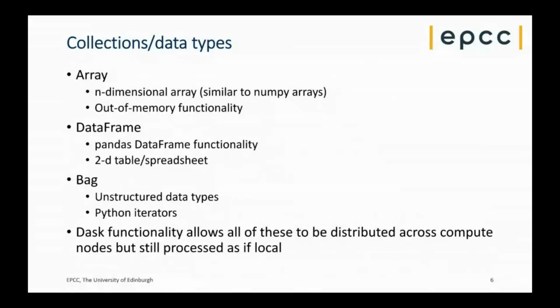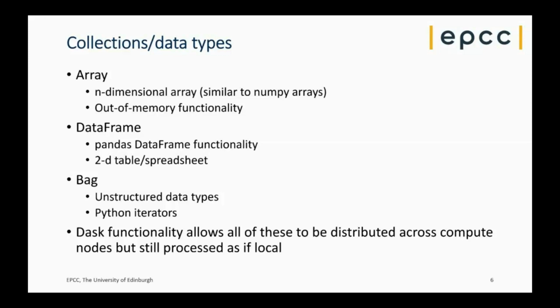So Dask has three main built-in data types. It's got an array, which you can think of as a NumPy interface. It's a NumPy-like array with a special feature that it can handle arrays that are bigger than the memory you have available. So it can do some distributing of arrays across workers to let you process arrays that are much bigger than you could fit on a single computer.